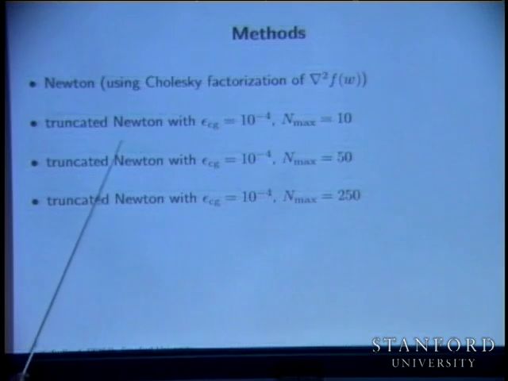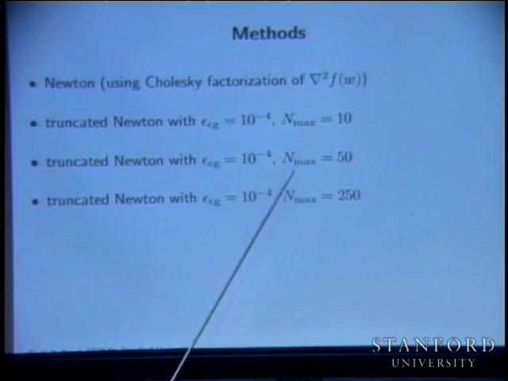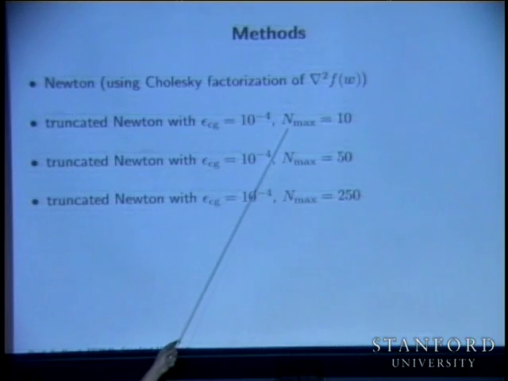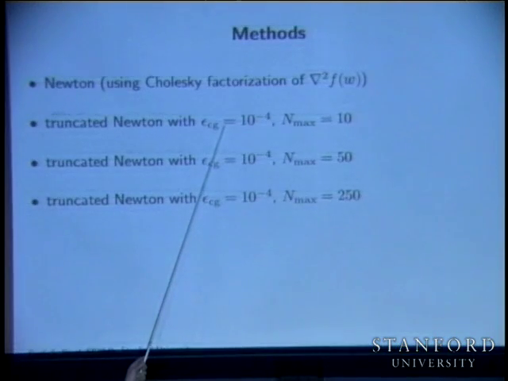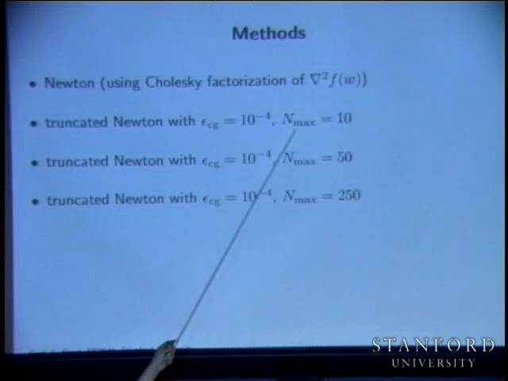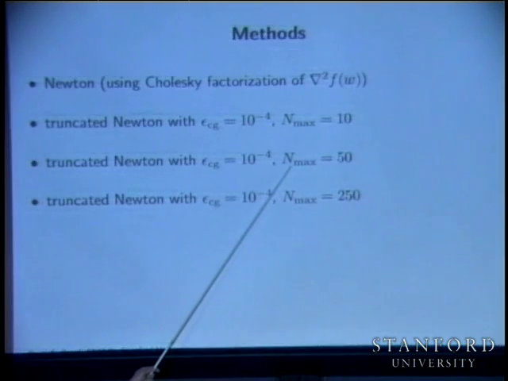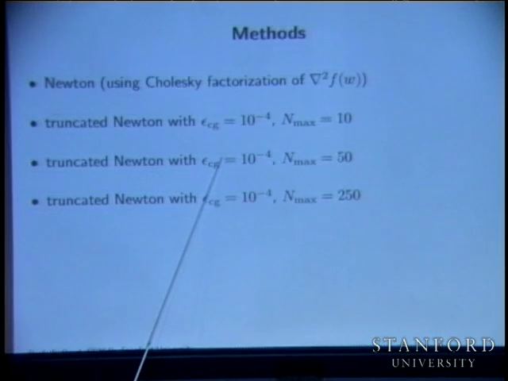But we'll compare that with a truncated Newton method, where we do several things here. What we're going to do is simply do 10 steps. This says we'll exit if we actually do solve the Newton system within 0.01%, or if we hit 10 iterations. So almost always this is going to be 10 iterations. The second one essentially does 50 iterations, although we will terminate early if we solve the Newton system. And the third one will do 250 steps.